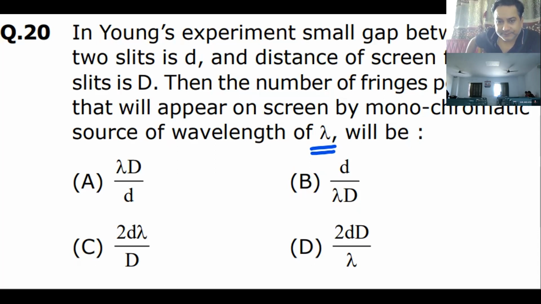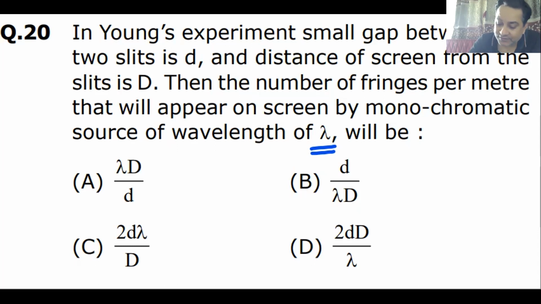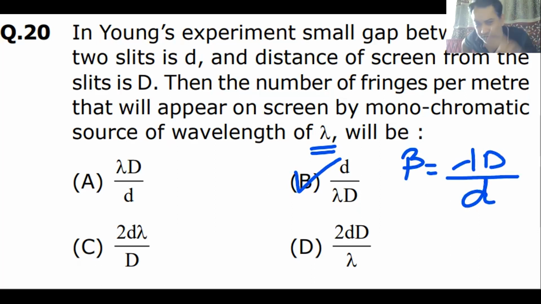Anyone with an answer? Number of fringes per meter. This is question number 20. What is the answer for this one? And the answer is definitely 2. Do we understand this? So basically, fringe width is lambda capital D by small d. They are not asking you what is the width of the fringe. They're asking us how many fringes I will have in 1 meter. So this is one point that you should remember.